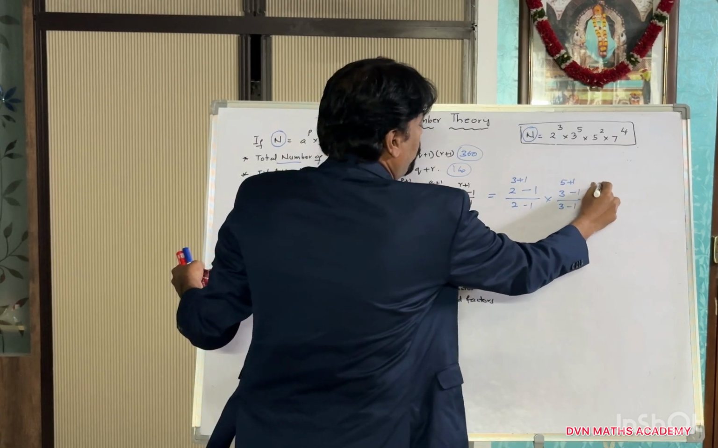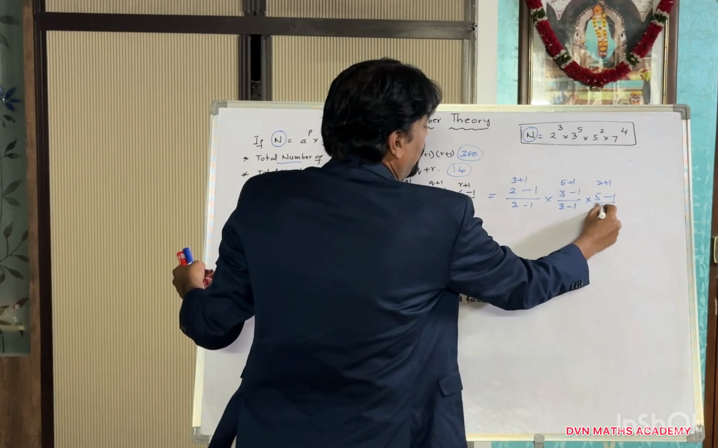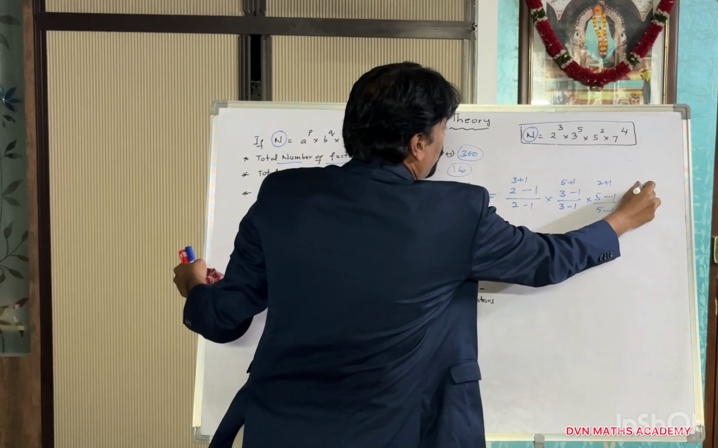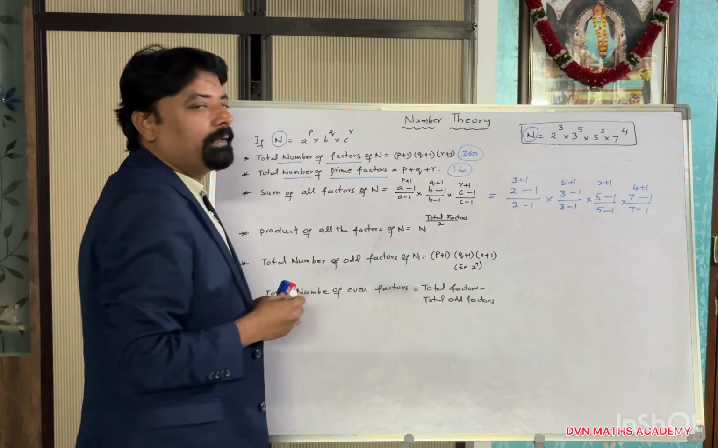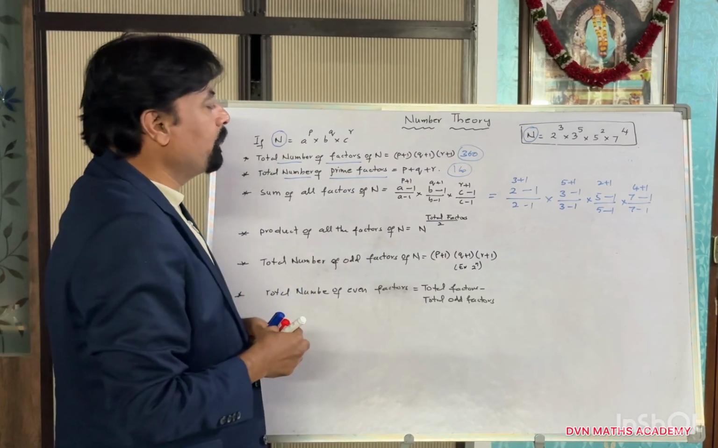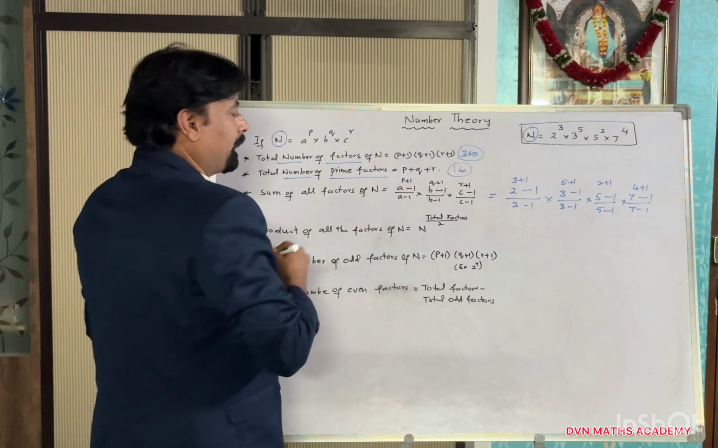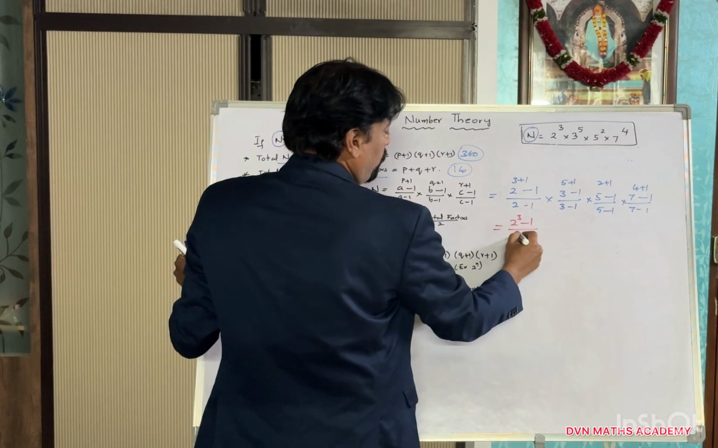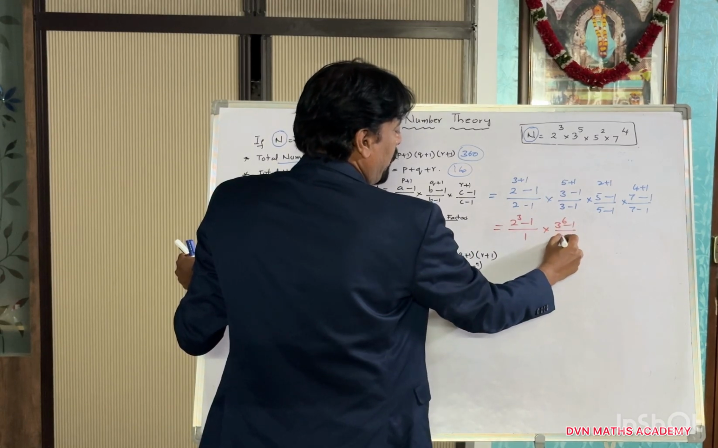Next one is (5^(2+1) - 1)/(5 - 1) into (7^(4+1) - 1)/(7 - 1). If you simplify this one, you will get a big number, and you need to calculate like this: (2^3 - 1)/1 into (3^6 - 1)/2.